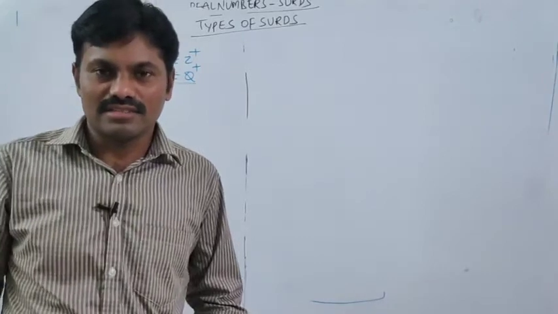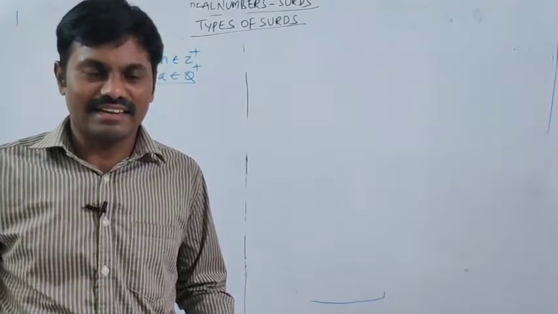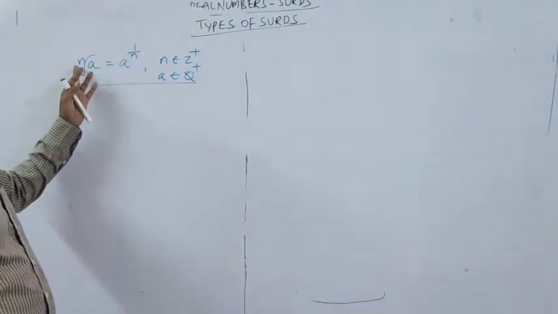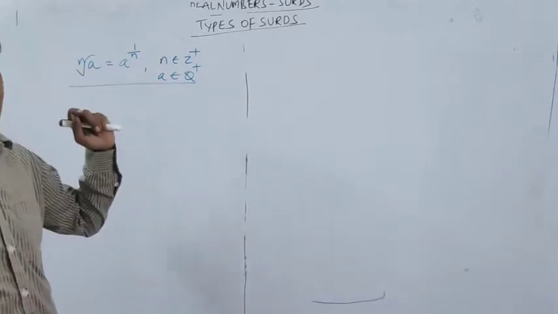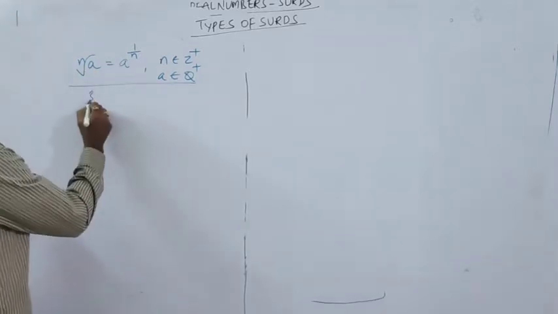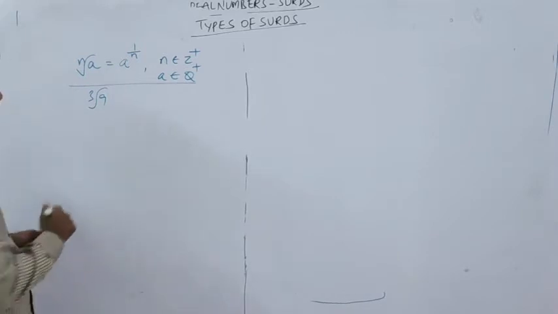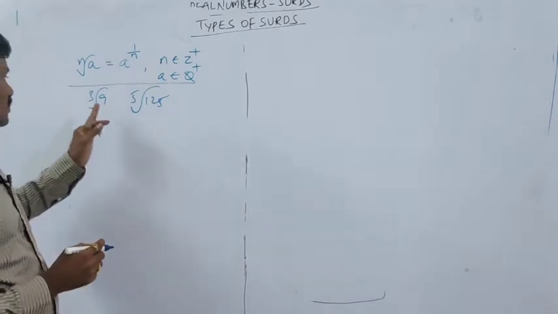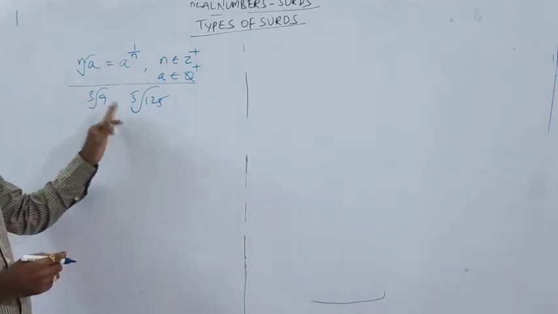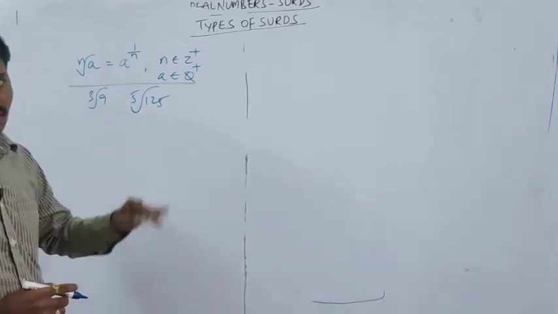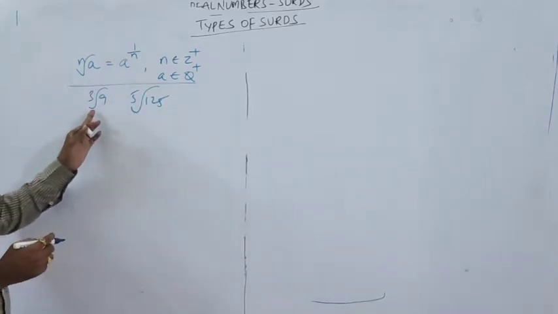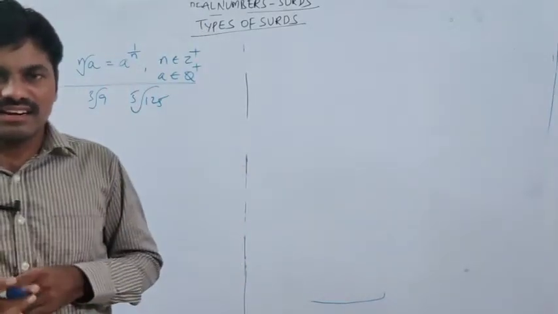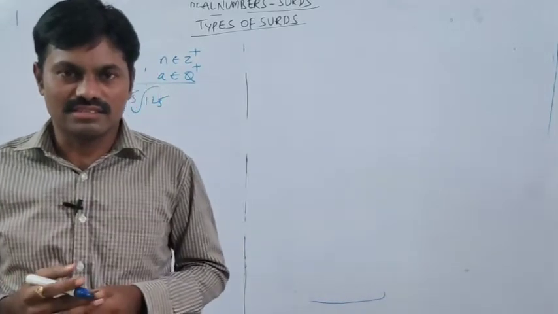And we call the nth root symbol the radical sign. a is the radicand, n is the order. It is nth order set. If I take cube root, it is a third order set, fifth order set, like this. So these are the sets based on order: second order set, third order set, fourth order set, that's it.